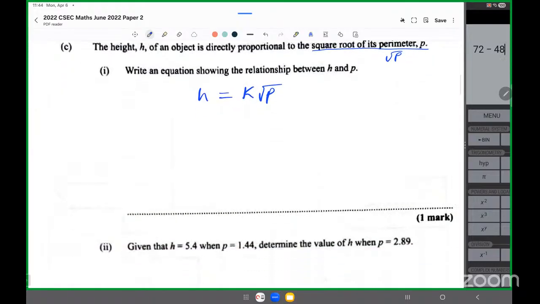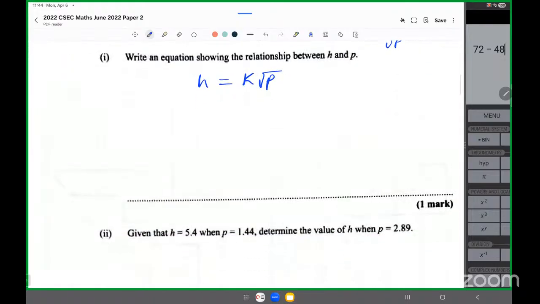All right. Says now, given that h equals 5.4 and p equals 1.44, this is for you to find k. But you can do the question without actually finding the k, guys. You can do the question without actually finding the K, because this question is not asking you for the K. But if you were finding the K, you'd use those two values.